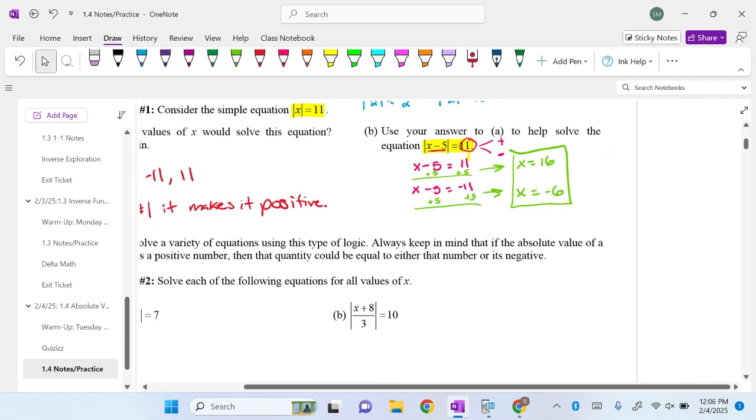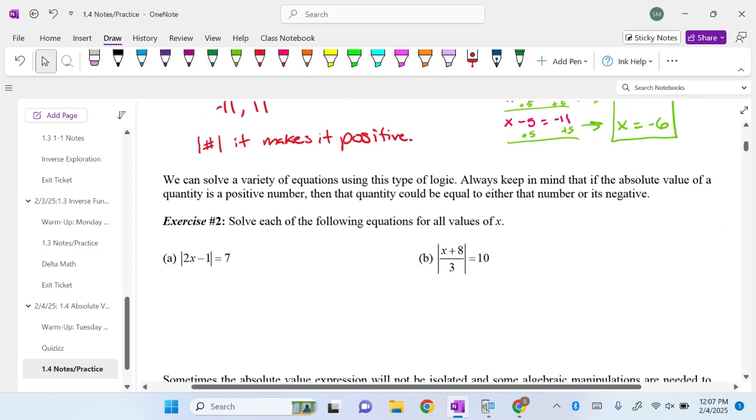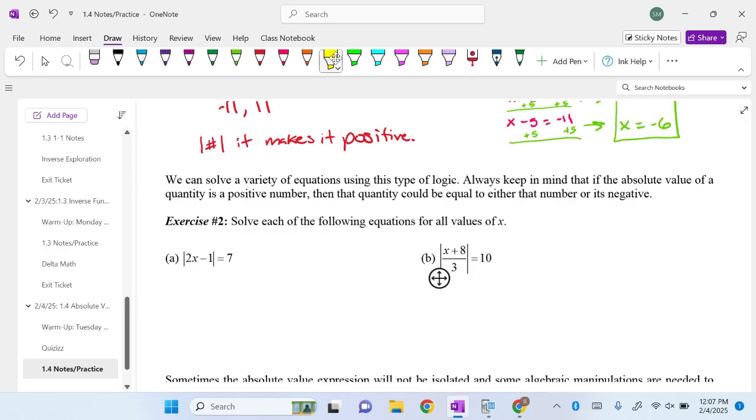All right. Now, always keep in mind that if the absolute value of a quantity is a positive number, so if you have an absolute value expression, it has to equal a positive number. What would happen? So if the quantity has to equal a positive number, that means the quantity inside the absolute value has to be either equal to the number itself or its negative. So the original positive number or the negative of said number.